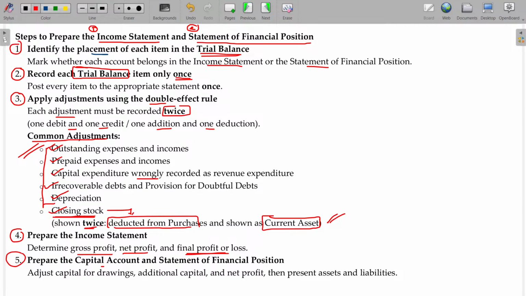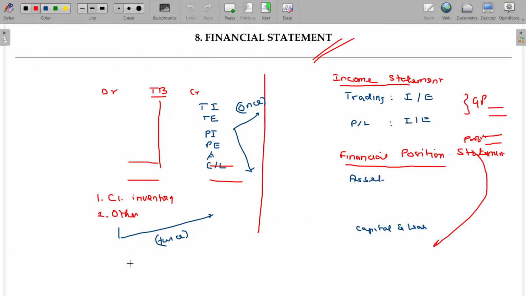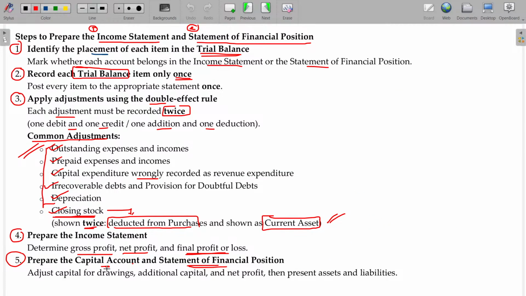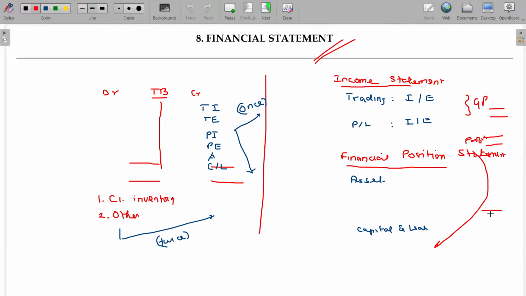Prepare the capital account and statement of financial position. Finally, you prepare the capital account, because you have to adjust this here. After adjustment, you prepare the financial position statement. In preparing the capital account, you have to subtract the drawings and any additional capital given by the owner, and the net profit will be added. Then present the assets and liabilities. Thereafter, you can present the assets and liabilities here totally.